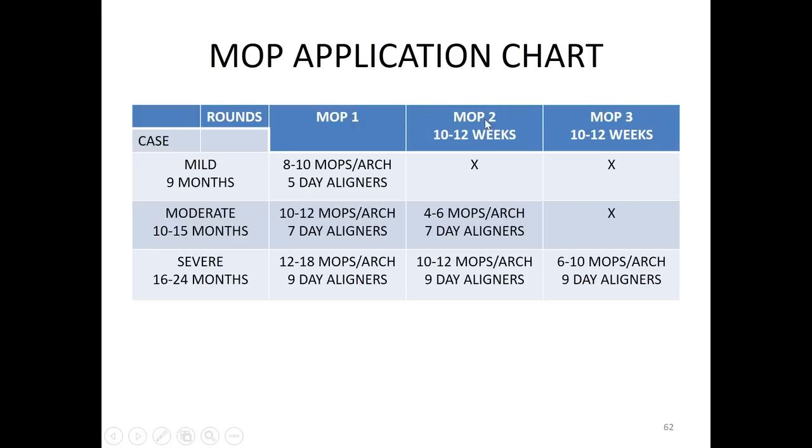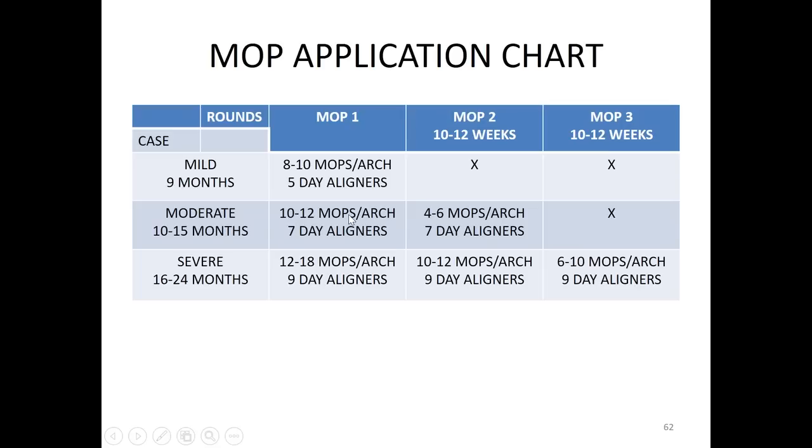months to resolve, typically, that type of time frame I would like to use the micro-osteoperforation technique twice, once at the beginning, and the second one would be 10 to 12 weeks later. So at the 10 to 12 week mark, we would do it again. Now, as we're treating the case, the first micro-osteoperforation would involve 10 to 12 MOPs per arch, or 10 to 12 perforations per arch. And that would allow me to feel very comfortable with a 7-day aligner change.